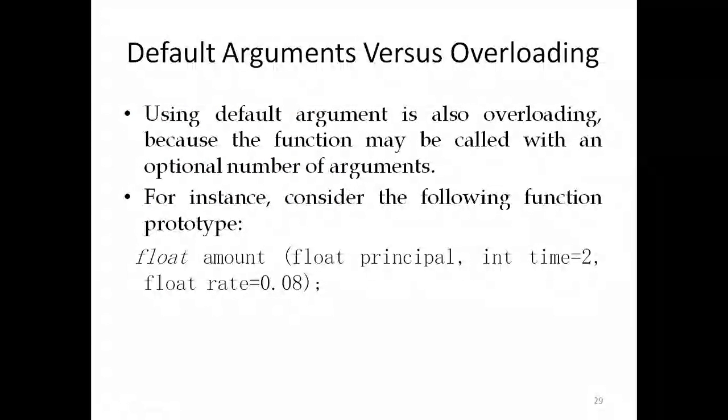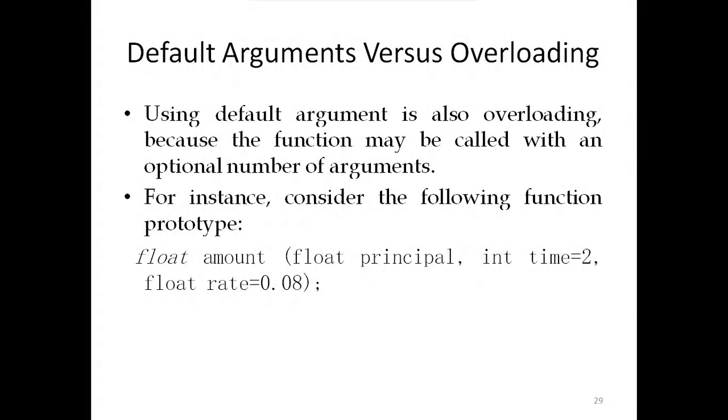And then one more thing we have to discuss when we are talking about function overloading, that is default argument versus overloading. When we are providing default arguments, the system automatically also does function overloading. For example, consider this function amount, which takes three parameters. The first parameter is a normal parameter, float principal, but the other two parameters are default arguments: times equal to 2 and float rate equal to 0.08.